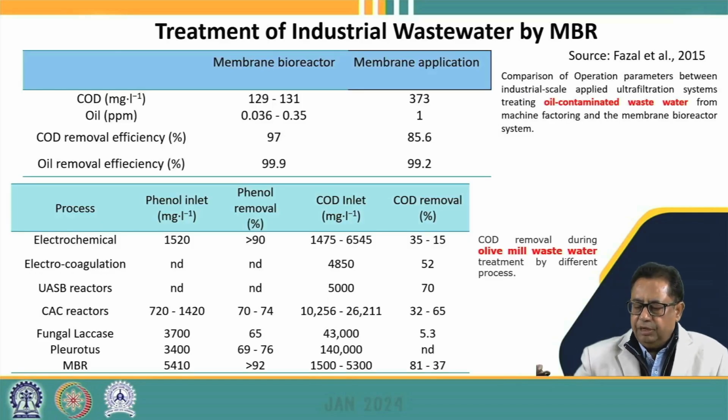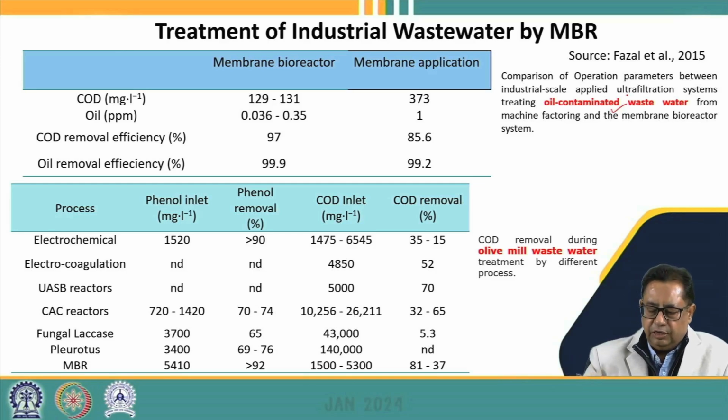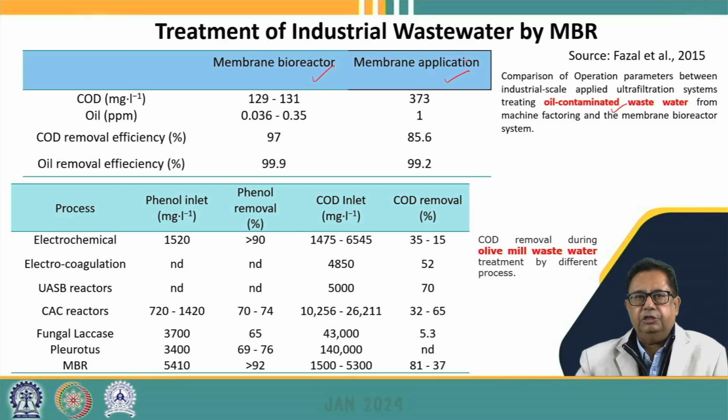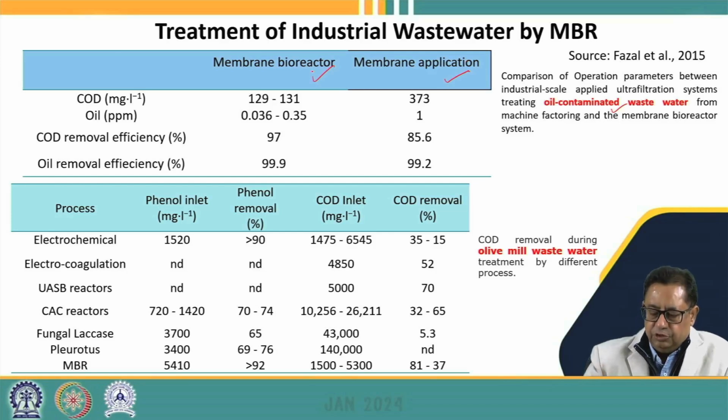Similarly, membrane bioreactors have been applied for oil contaminated wastewater. We can see here that if we are using a membrane bioreactor versus plain filtration by membrane application, the effluent COD with the membrane bioreactor may be only 129 to 131, whereas in membrane application it may be around 373 milligrams per liter in the effluent. Similarly, the oil may be reduced to around 0.036 to 0.35 milligram per liter, whereas it may be around 1 milligram per liter in case of the simple membrane application.